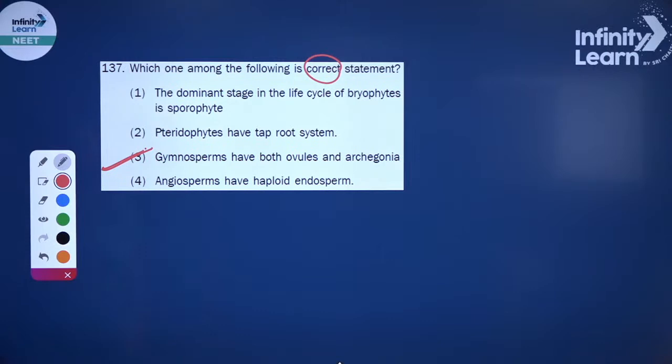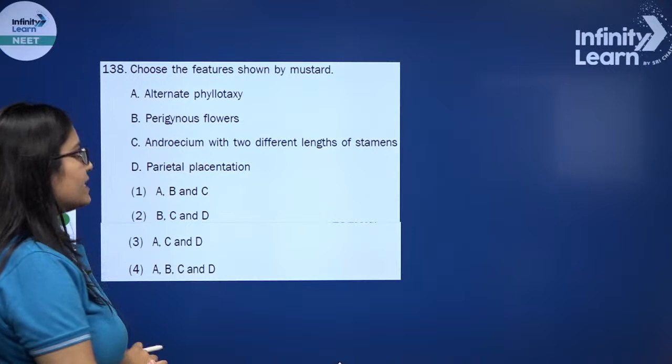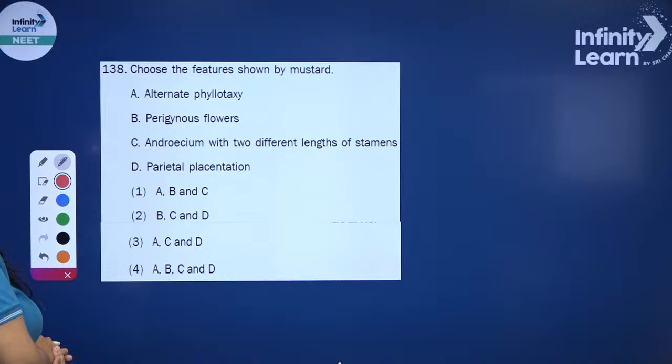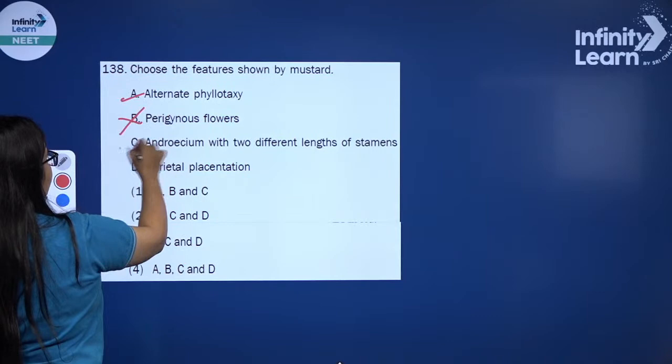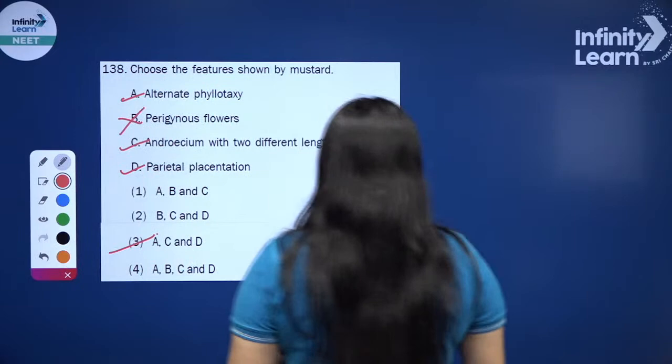Next question. Choose the features shown by mustard. Alternate phyllotaxy, yes, this is a character of mustard. Perigynous flower is not a character of mustard, my dear students. Androecium with two different lengths of stamens, yes, tetradynamous condition is found, and parietal placentation of ovule is also there. So perigynous is wrong, the others are right. So A, C and D. Is this clear? Excellent. Let us see, my lovely kids, the next question.